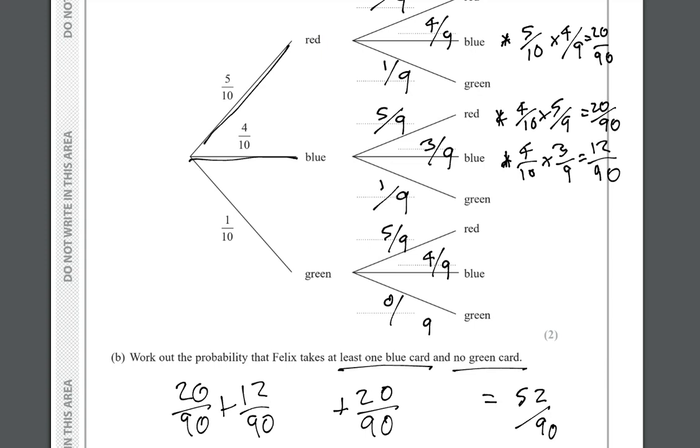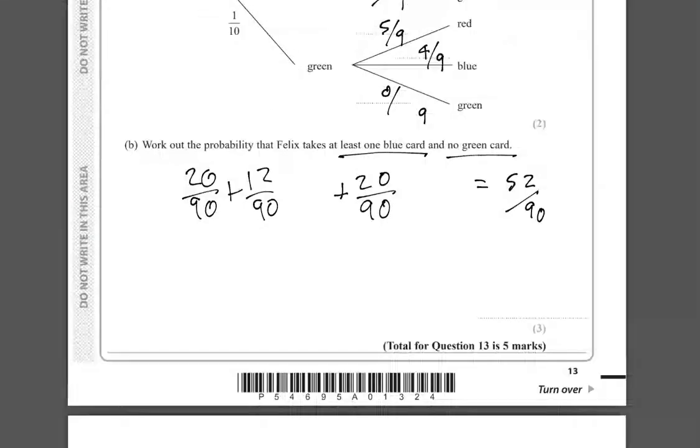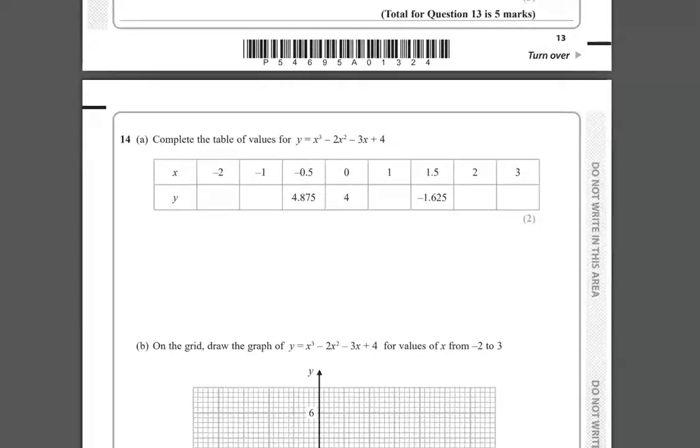At least one blue and no green, so I need to find all the routes that have at least one blue and no green, so I'm not allowed any green in there. Okay.